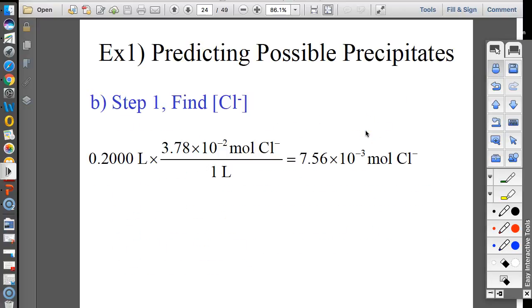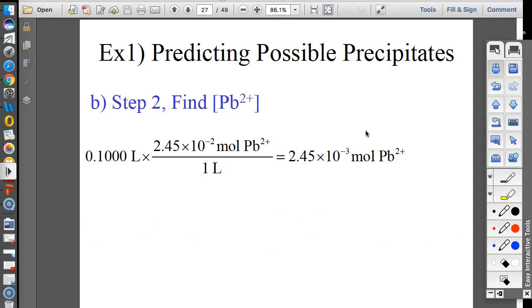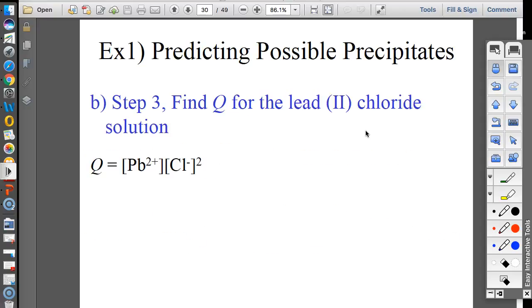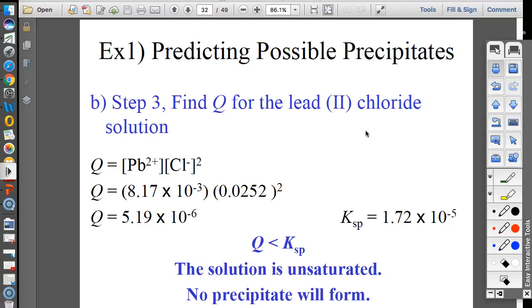And they filled everything in. They got the same thing we did. Q is less than K. And in this situation, you would have to continue to add lead and chloride to get to saturation, but that's not the system. So I think they're probably right to say that since Q is less than K, the solution is really unsaturated. So that's why no precipitate forms.